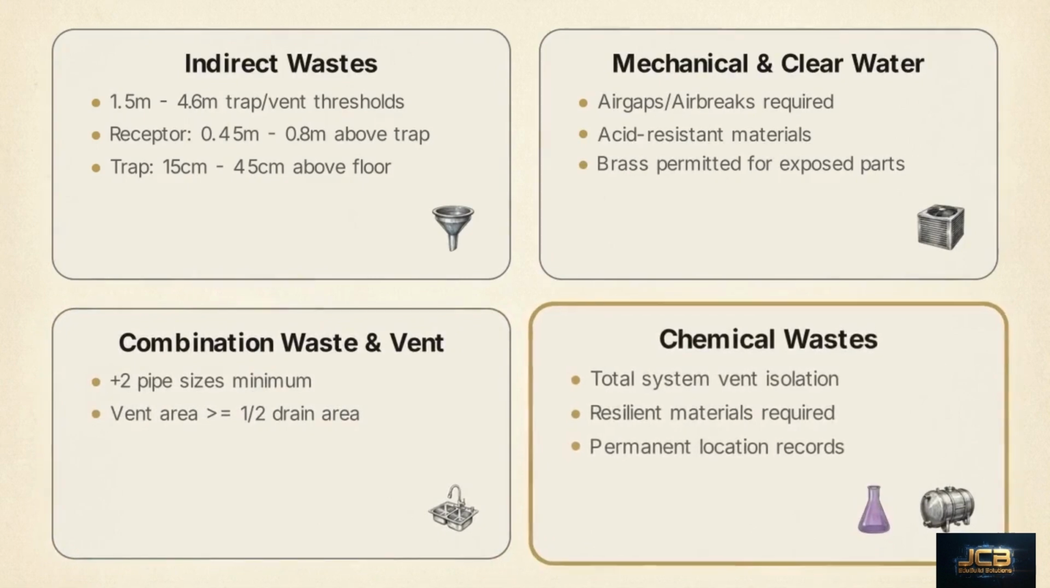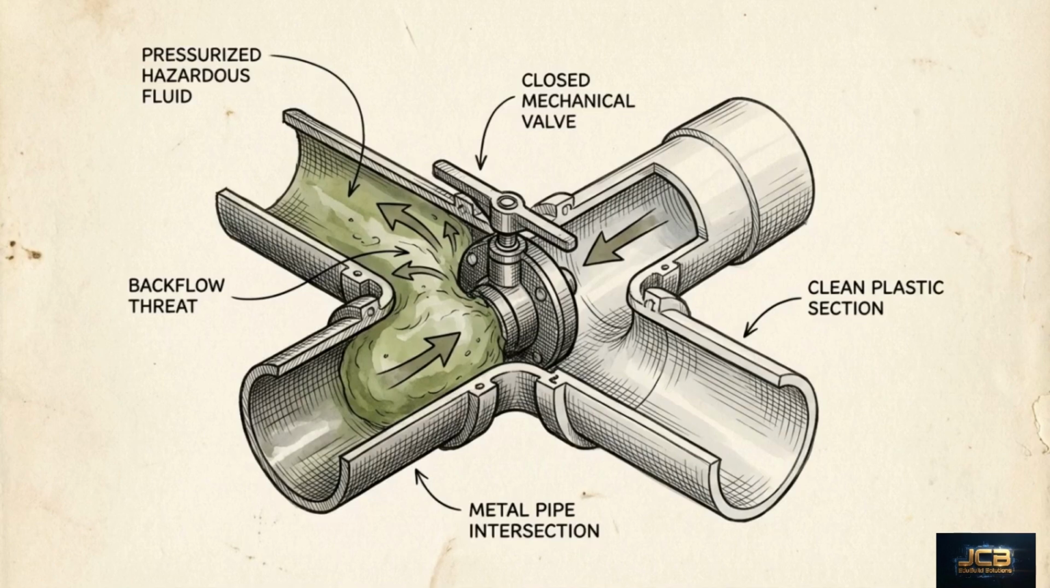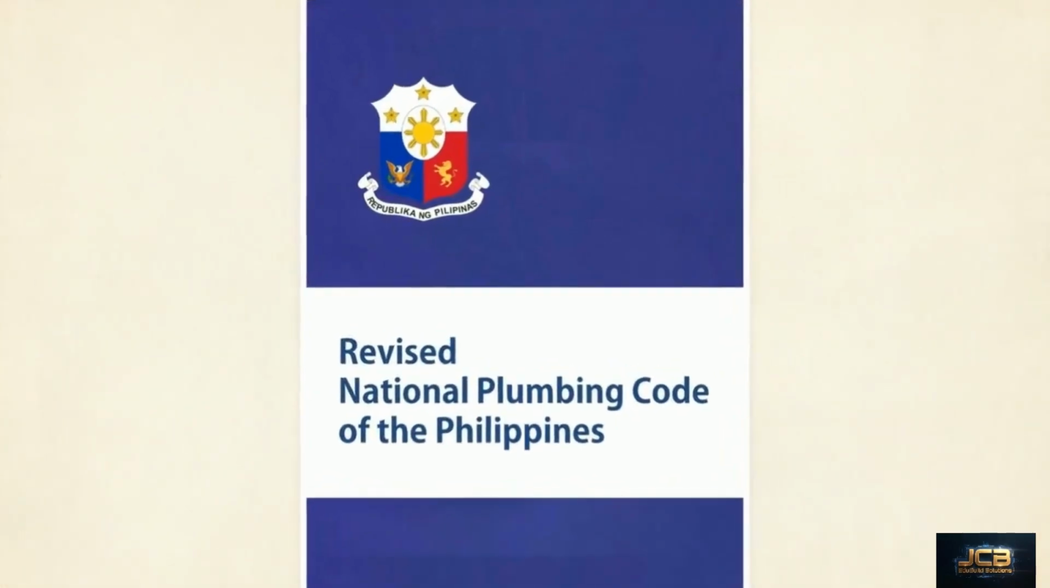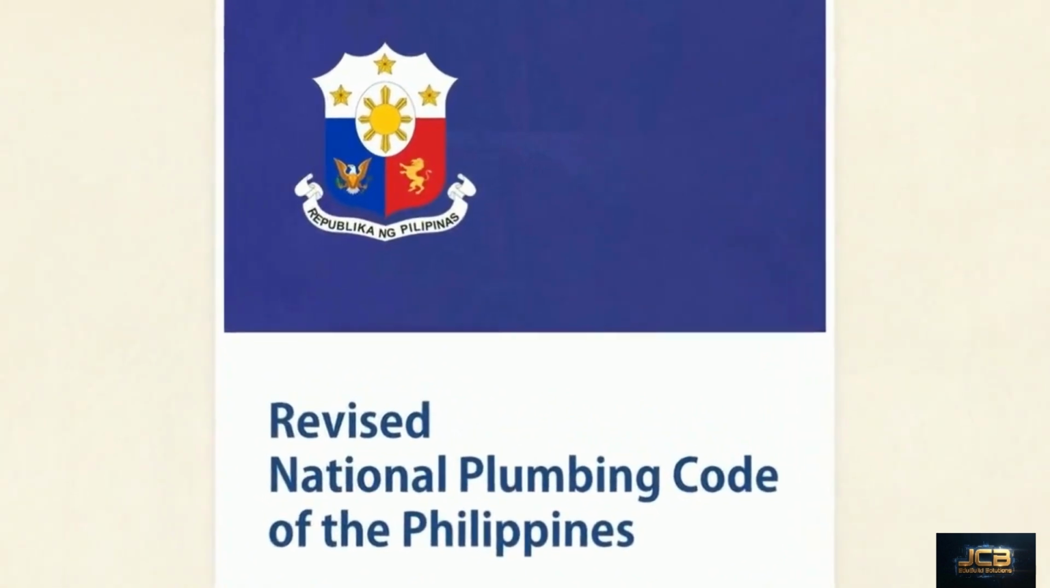The core philosophy driving these requirements remains constant. When a direct connection introduces a hazard or is physically impossible, the National Plumbing Code relies on physical air gaps to prevent contamination and geometric oversizing to maintain atmospheric pressure.